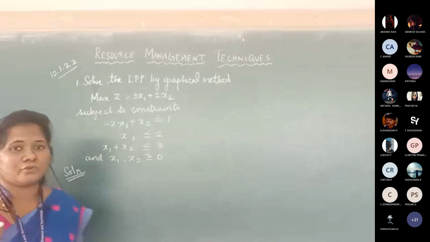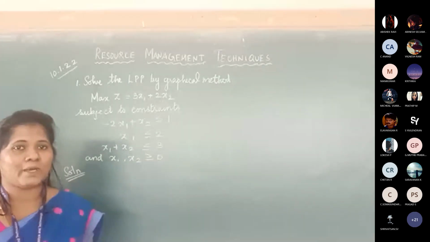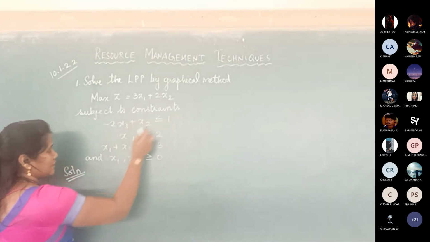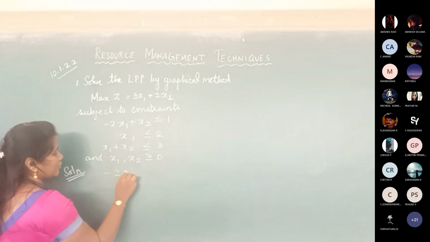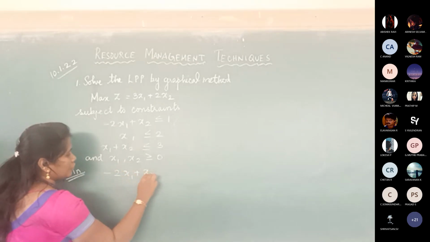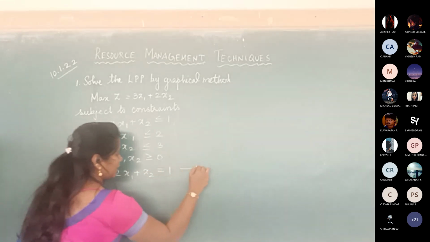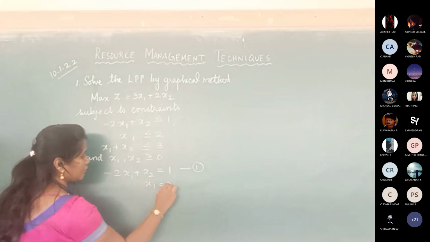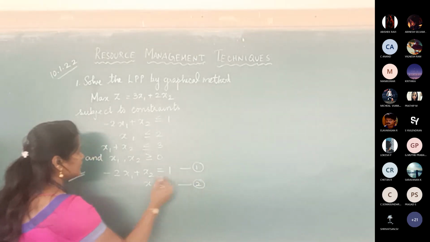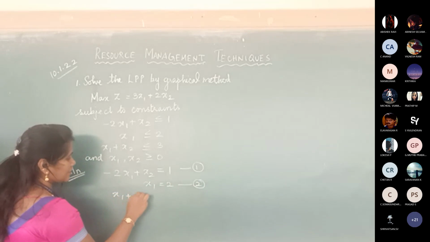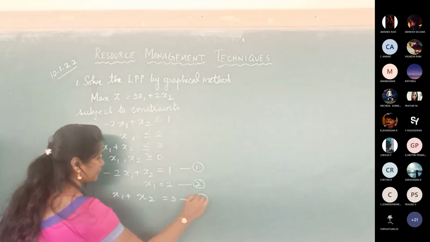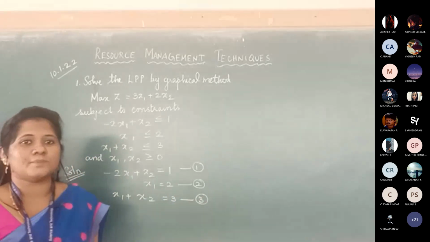What I told you was your first step is to write your inequality constraints as equality constraints. So these are your inequality constraints. You will take the first as minus 2x1 plus x2 is equal to 1, as your first equation. Then x1 is equal to 2 as your second equation. And then x1 plus x2 is equal to 3 as your third equation. So that will be your first step.